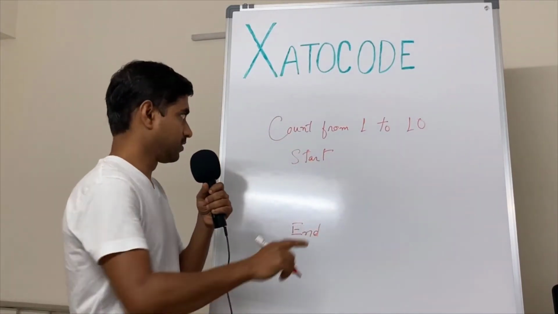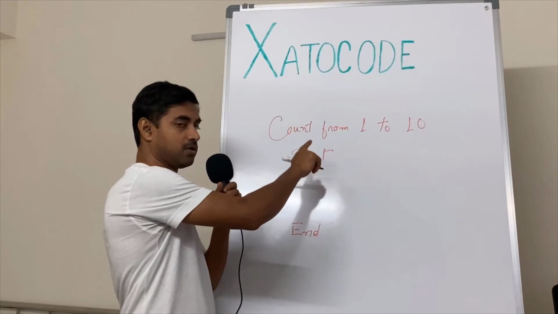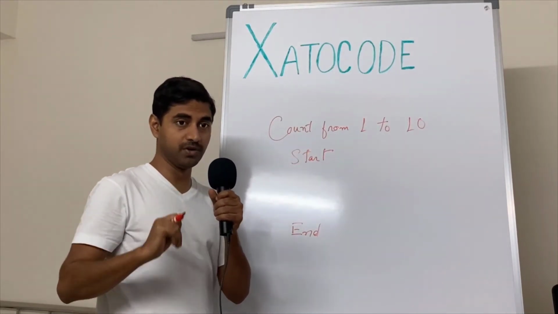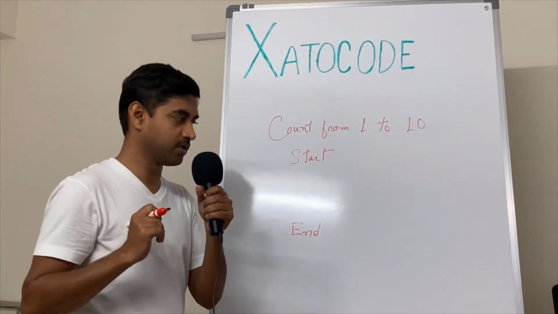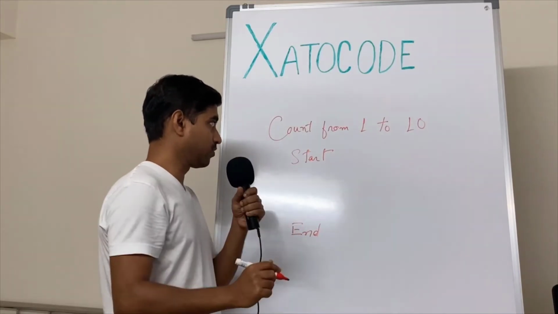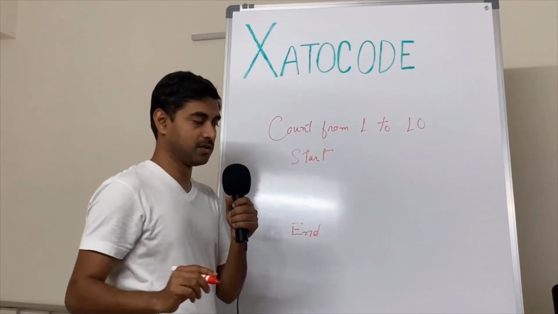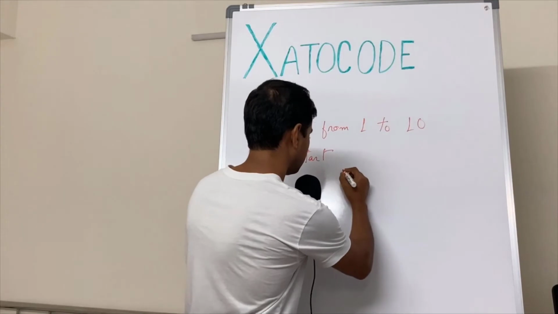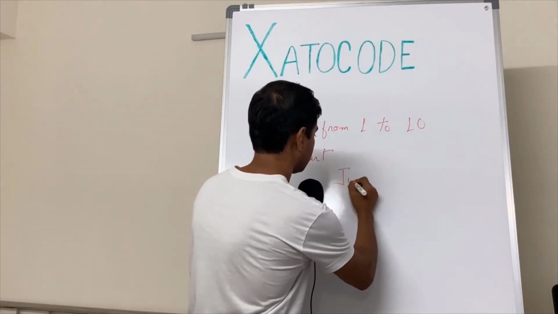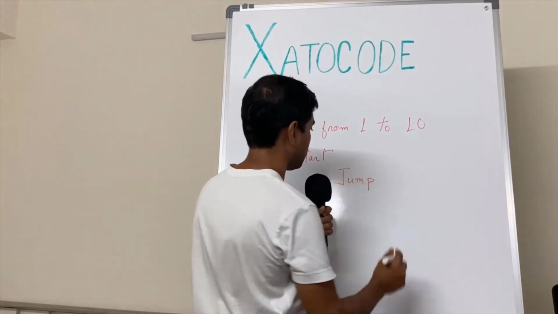Okay. So you have written this code. Count from 1 to 10. You want me to count from 1 to 10. I am the computer. And in every count, you want me to do certain tasks. So let's say the first task you want me to do is jump. And let's say drink water.